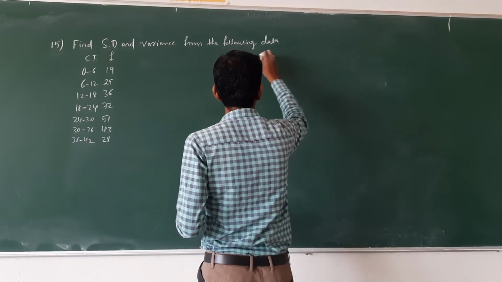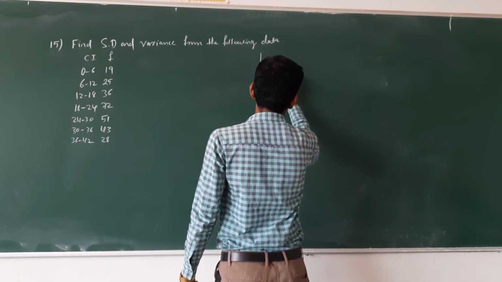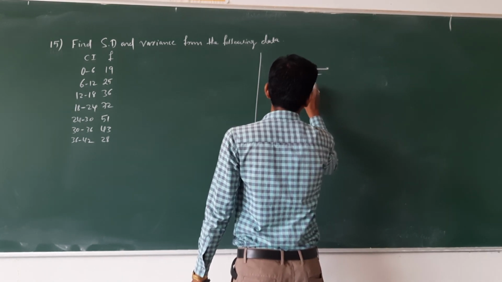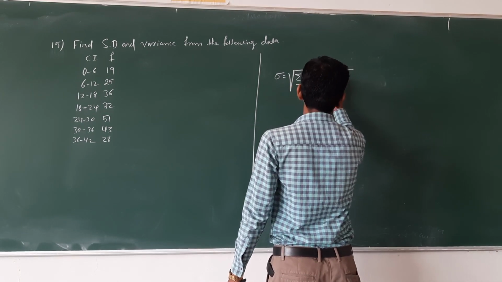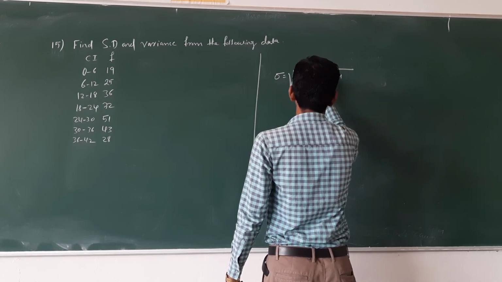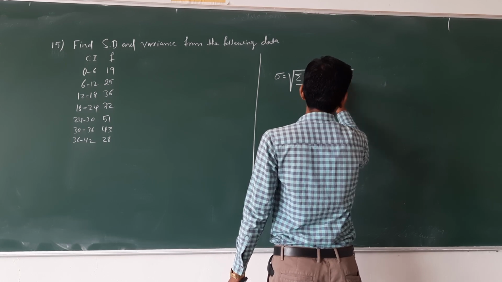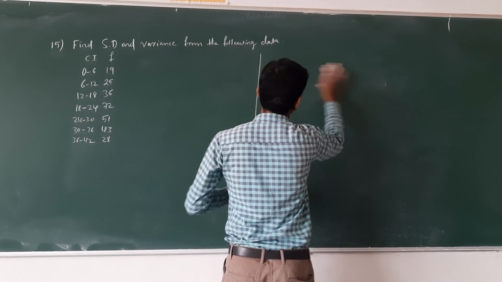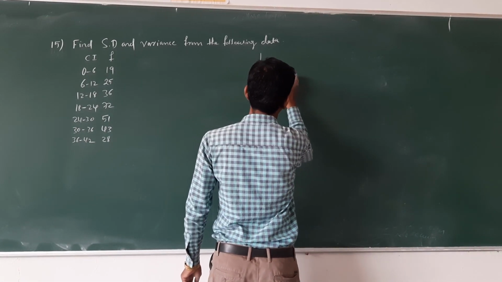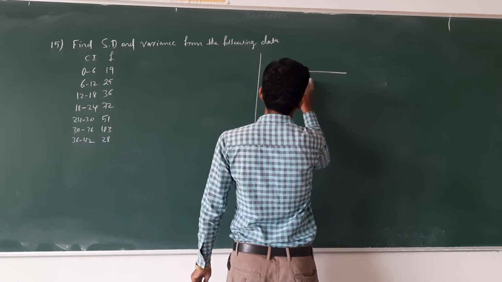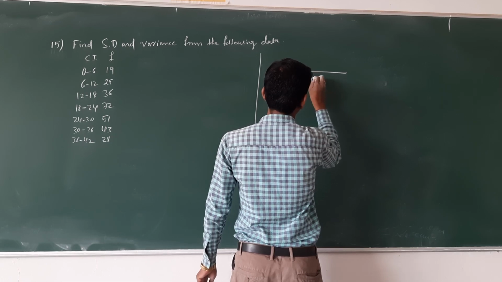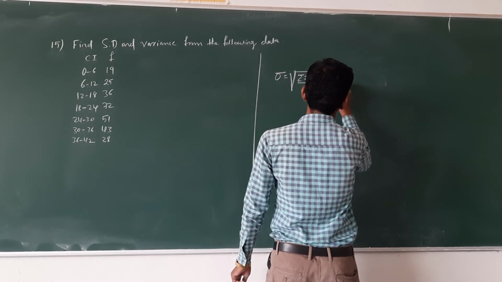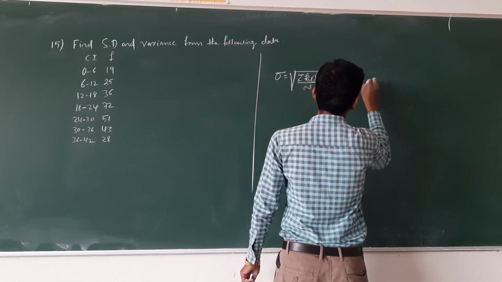Here what is the formula? Step deviation method formula: sigma equal to the square root of sum of fu dash square by capital N minus (sum of fu dash by capital N) whole square, into C. It is the step deviation method formula.